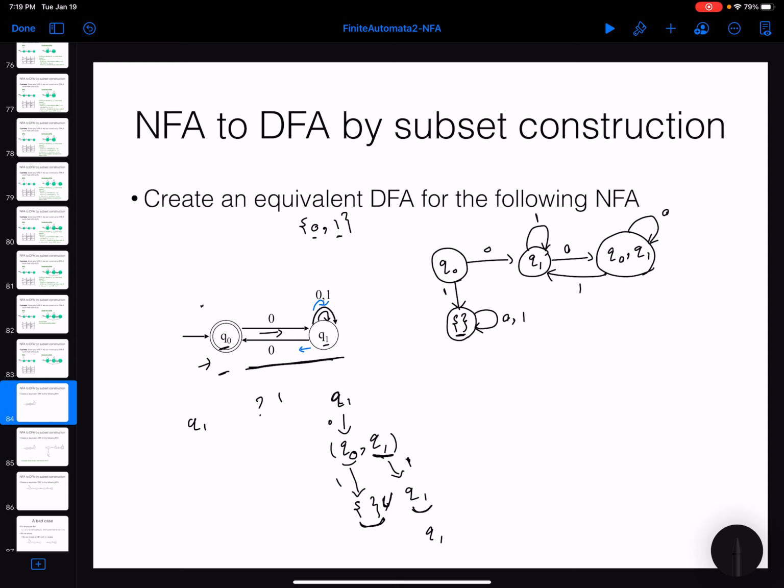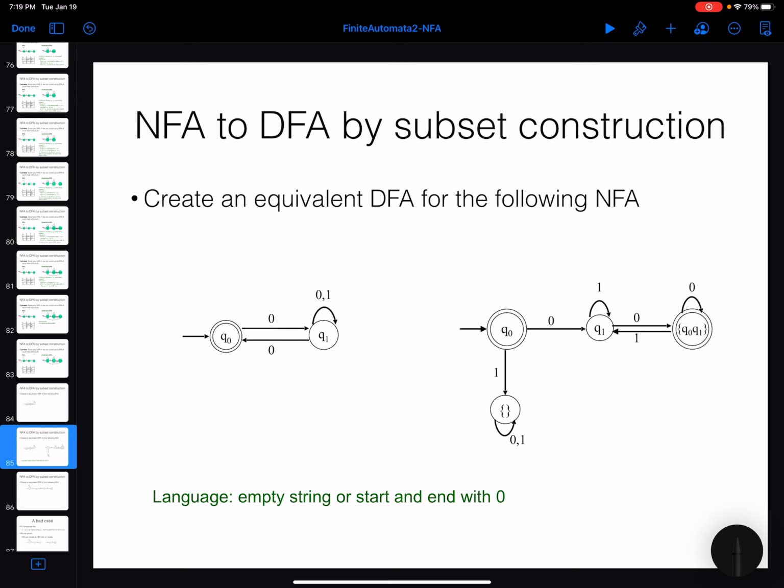The last step is to just mark the accepting states. Look at your accepting states in your NFA. Only Q0 is an accepting state. So all those states that have Q0 in them, I'm going to mark all of them as accepting. The first one is this one, and the second one is this one. So I have 2 accepting states. And here is the cleaner version of it.